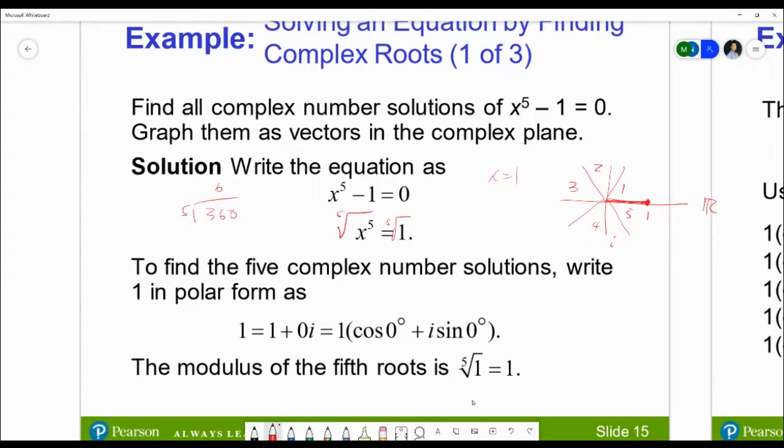We get 72, I think. Yes, that's what I got. All right, so 72 degrees between each one of them.